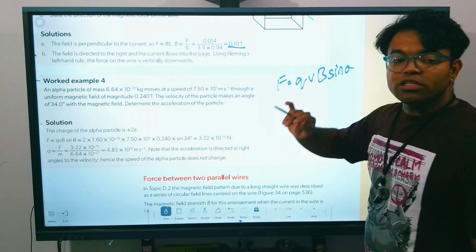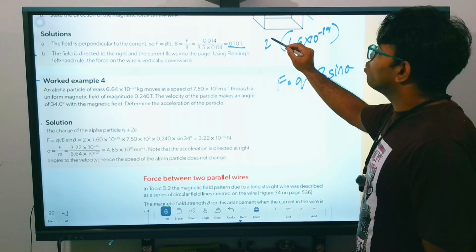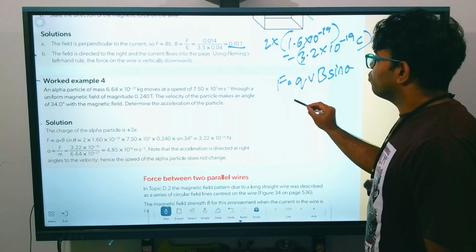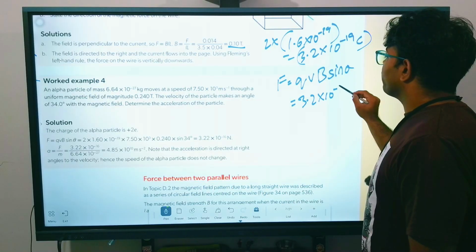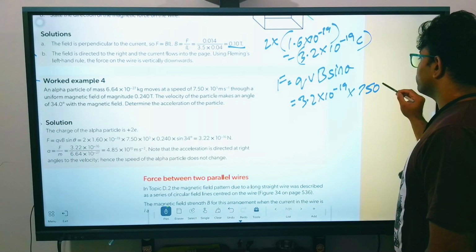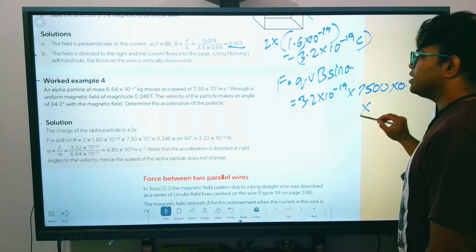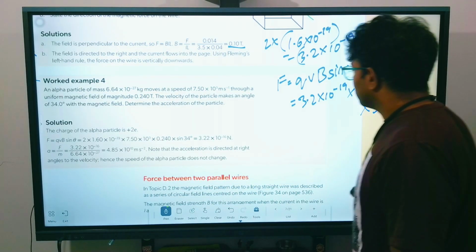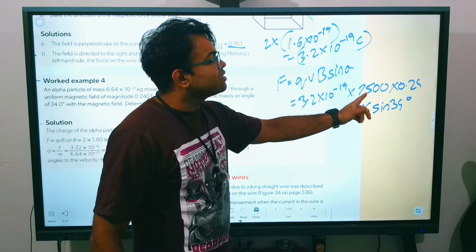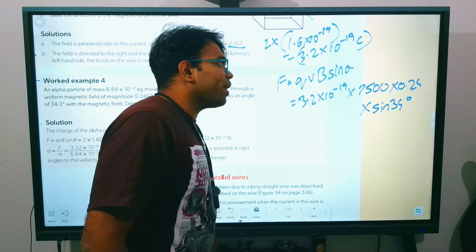Okay, so we know the charge of an electron is how much? 1.6 into 10 to the power minus 19 into 2. What will you get? 3.2 into 10 to the power minus 19 coulombs. This is the Q. So 3.2 into 10 to the power minus 19 multiplied by 7500 multiplied by 0.24 multiplied by sine 34 degrees. Calculate this.